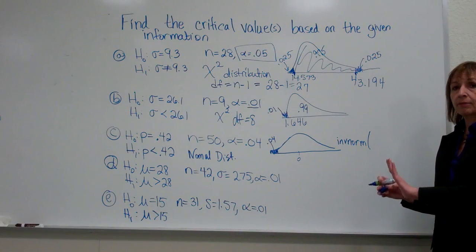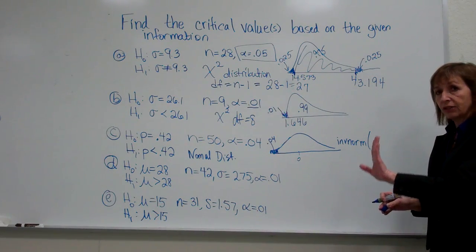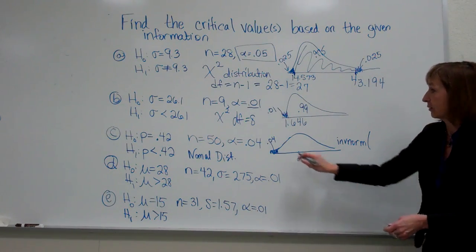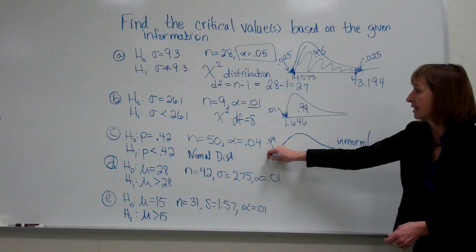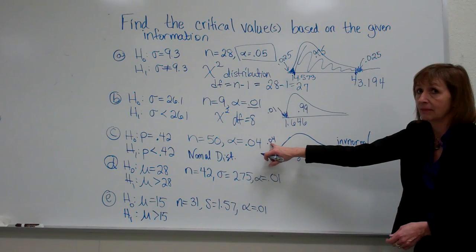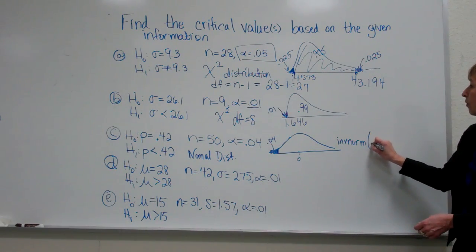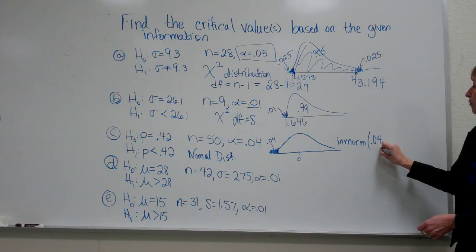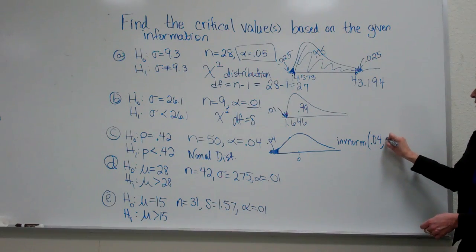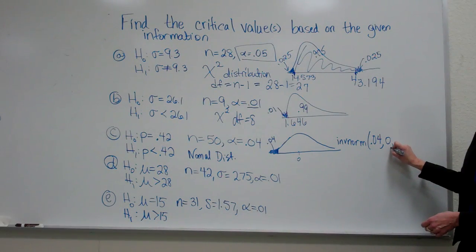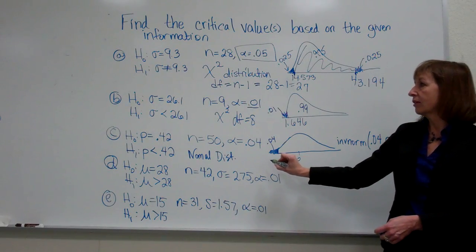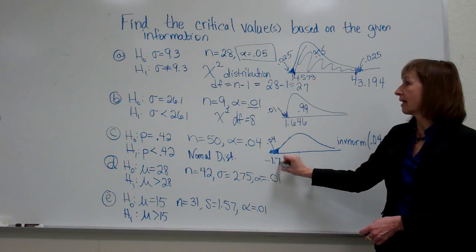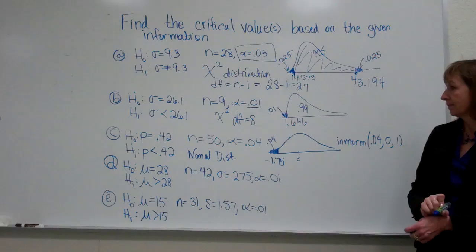And the inverse norm option is always looking for you to input area to the left of whatever your critical value is. So since this is a left tail test, area to the left of my critical value in this situation is going to match the same as the alpha. So inverse norm, my area to the left is 0.04, and my mean of my distribution is 0 because we're looking at the standard normal curve. My standard deviation value in the standard normal curve is 1. And when you enter all that information, you'll get a critical value of negative 1.75 for this one.